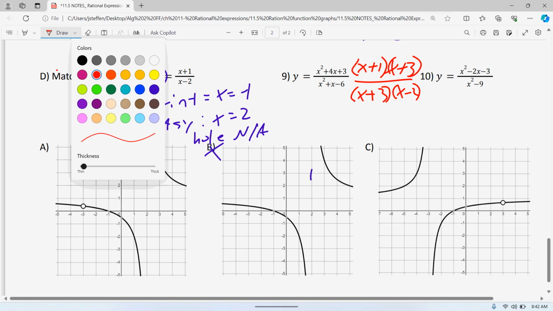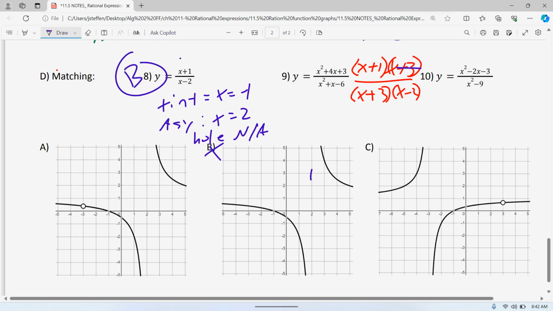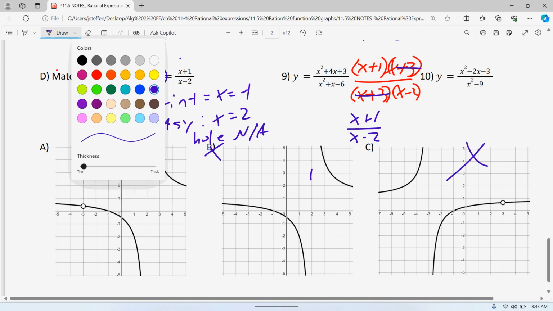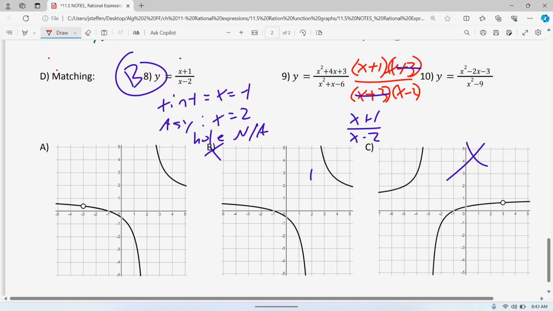So the x plus 3's cancel, so you end up with x plus 1 over x minus 2, which ironically is what we just had. But to go through, your x-intercept is -1. We already had all the x-intercepts at -1. Your vertical asymptote is at +2, so again, C is already out for that one. And this one has a hole at -3 because that's what canceled. -3 canceled out, so that's why we end up with this hole, so 9 has to be A.